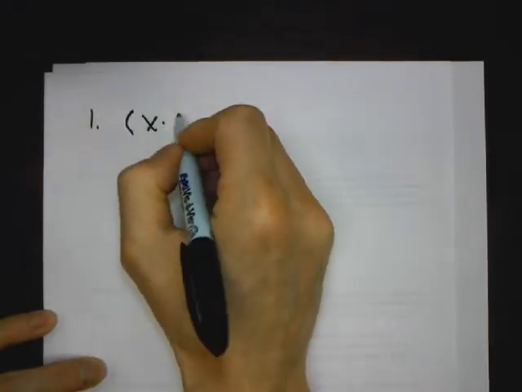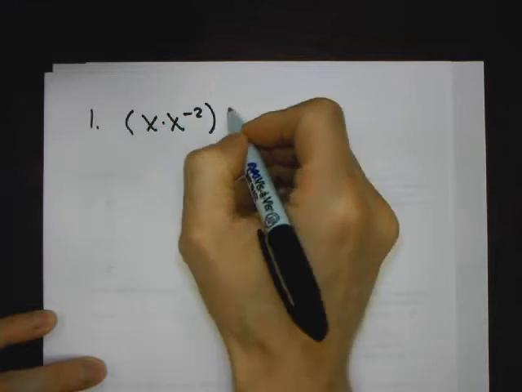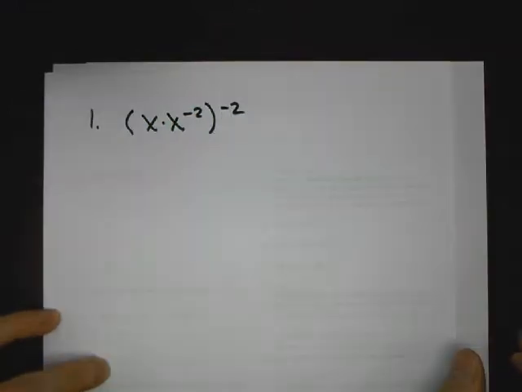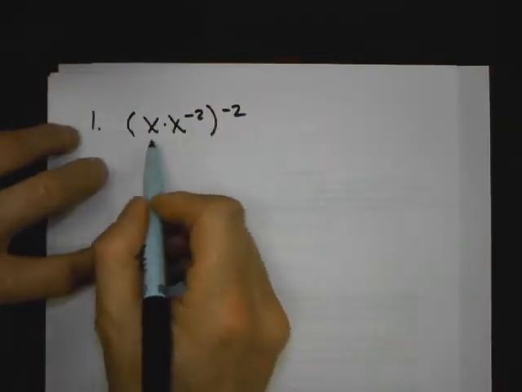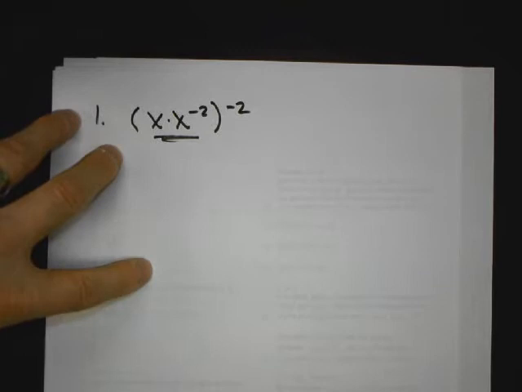Study Guide 21, problem number 1. So problem number 1 in Study Guide 21, we have to simplify this expression and see which of these four expressions is equivalent to it. So the first thing you want to do is go inside the parentheses and simplify this.